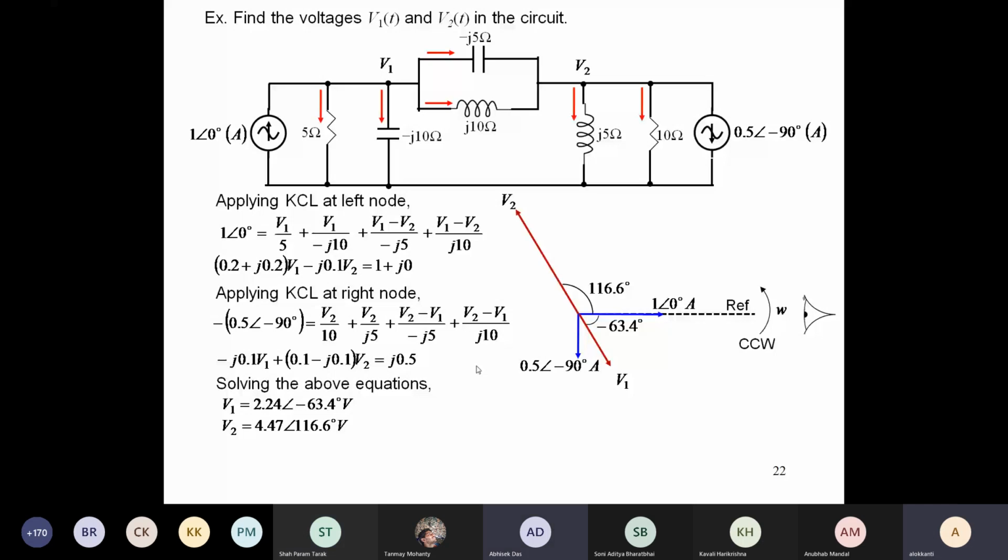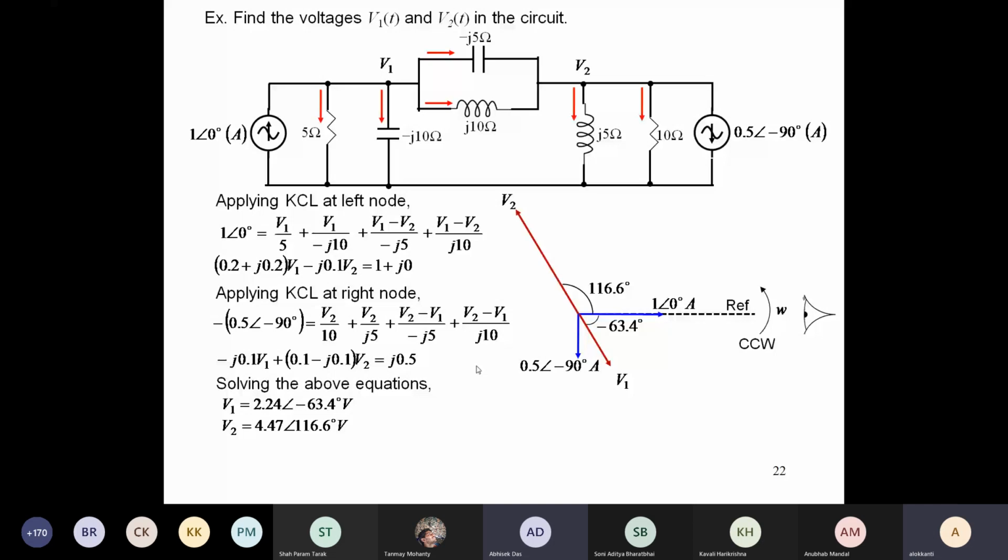Suppose you have a plus jb. What is the magnitude? Under root a square plus b square. If you have a complex number, then what is the angle? Tan inverse b by a. A plus jb, what is the angle? Tan inverse b by a. So you have to first do b by a, then find tan inverse using the calculator.